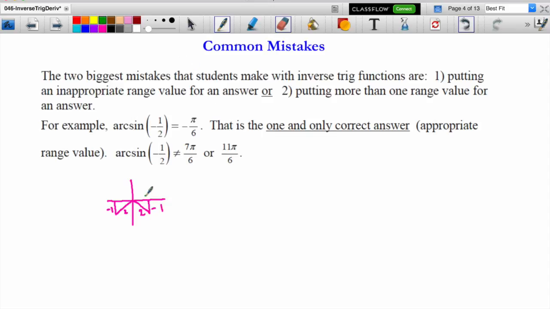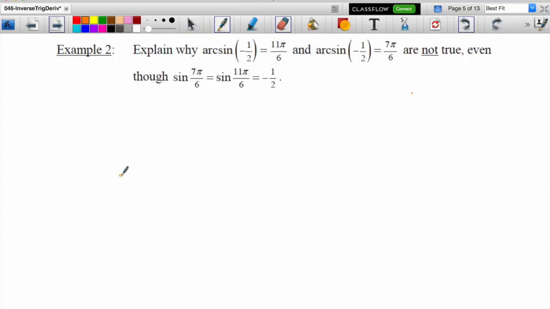Now this triangle could be hit with that angle, which is 7 pi over 6. And the other triangle could be hit with 11 pi over 6. So why are we only limiting it to negative pi over 6? And that's the next question.